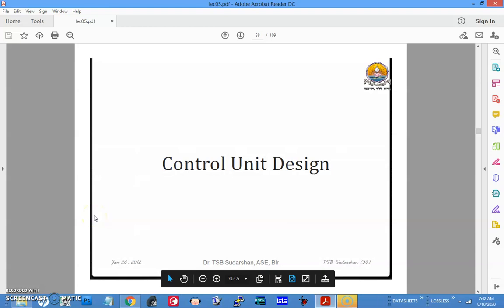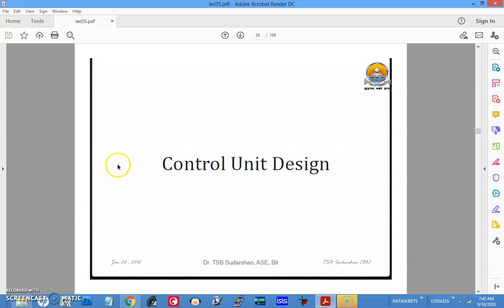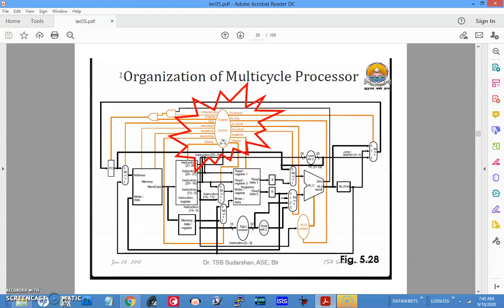So good morning students. Today we will look at the control unit design for multi-cycle data path. In the previous class we looked at the way in which multi-cycle data path works. It executes a stage of execution in one clock cycle. So this is your control unit.